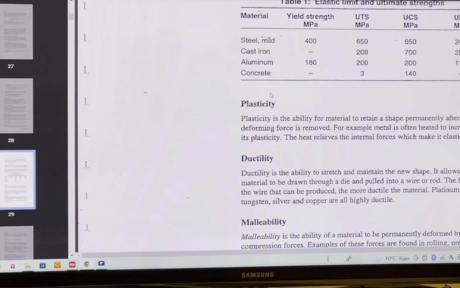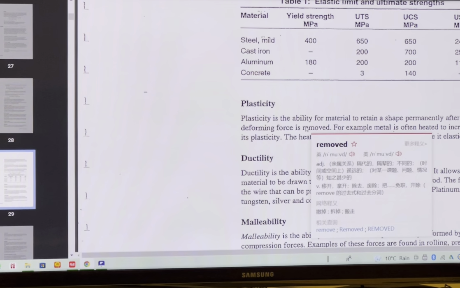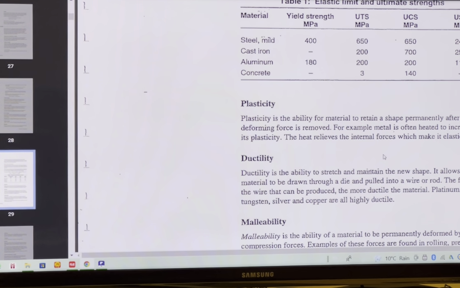Plasticity. What is plasticity? Plasticity is the ability of a material to retain a shape permanently after the deforming force is removed. That means if you pull a material more than its yield stress, it cannot go back to the original shape. That is plasticity.